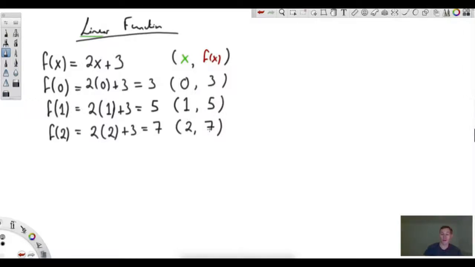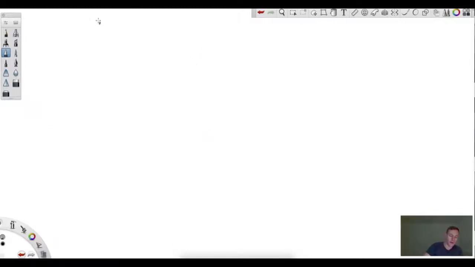Now, if we really want to see the pattern of what's happening with this function, then we can draw a graph, and I'll do that in the next video. That's the best way to see what this function does. What does it look like? Okay, so the next example I'm going to give is a quadratic function.